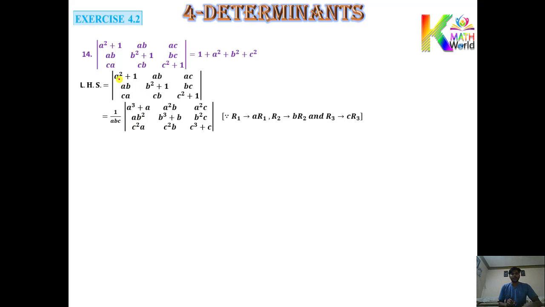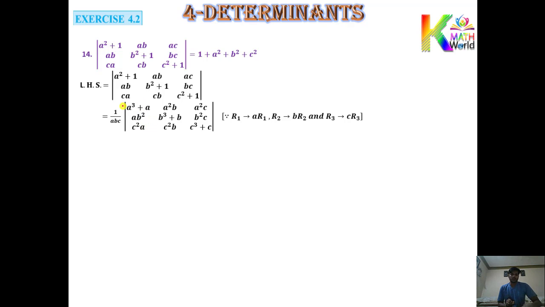Okay, so a got multiplied to the first row, so here a cube occurs, here you get a multiplied, so a square b, a multiplied, so you got a square c. Here b multiplied in the second row, so you got a b square, b multiplied, so you got b cube plus b multiplied, so you got b square c. Last row got multiplied by c, so c square a, c square b, and c cube plus.